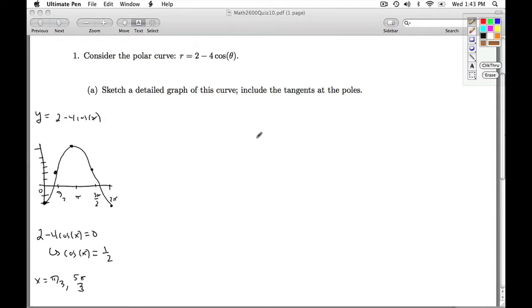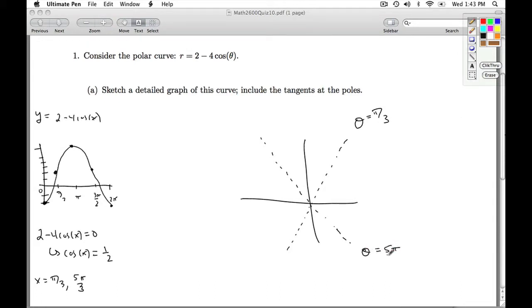So then when I go to graph my polar graph, the first thing I do is dot in these tangents at the poles. So I'm going to dot in the pi over 3 line. So that's theta equals pi over 3. And then the 5 pi over 3 line. Theta equals 5 pi over 3.